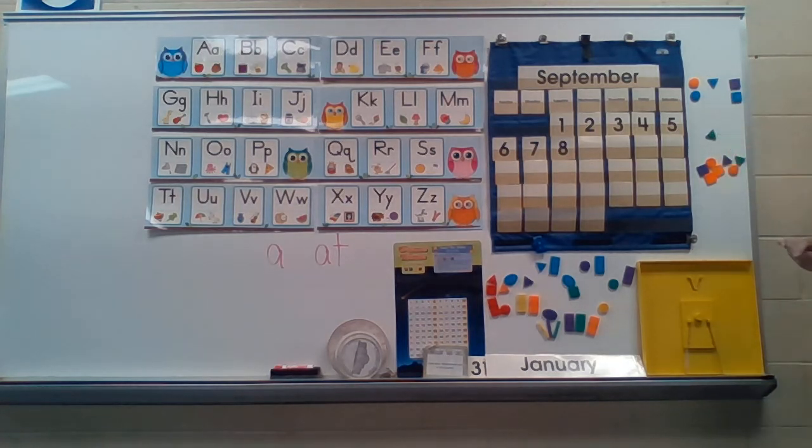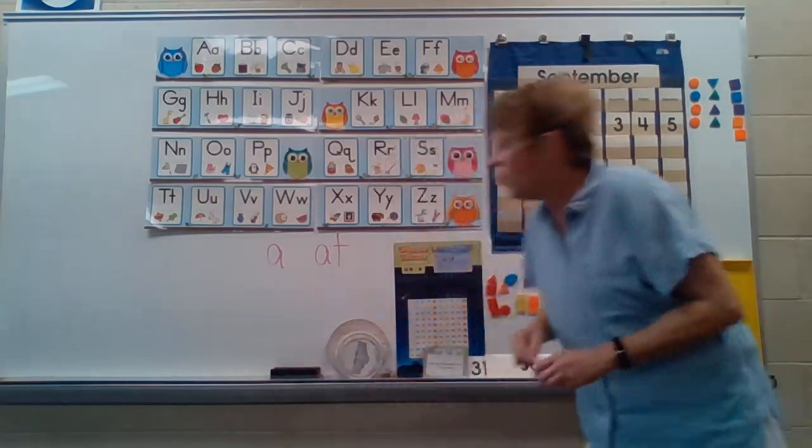Then I have a green triangle. It's going to go up here with my triangles. And I have a purple square. I'll put it with squares, and an orange circle and an orange square, and another orange square and a purple triangle, a green triangle, and one more orange circle. Now, do you see my groups? I have a group of circles, a group of triangles, and a group of squares.